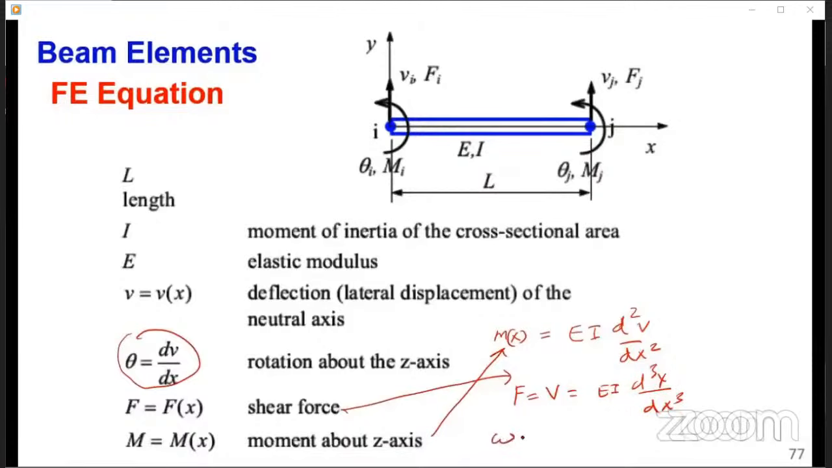If you have a load W, which is the UDL, it's expressed as a fourth derivative of the slope, EI d raised to power 4 x over dx raised to power 4.